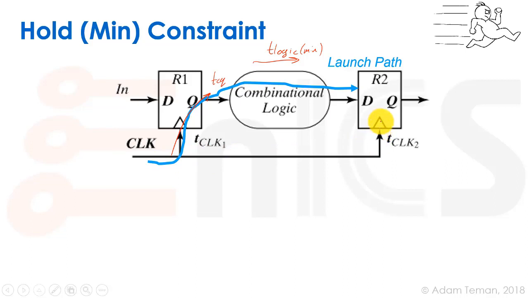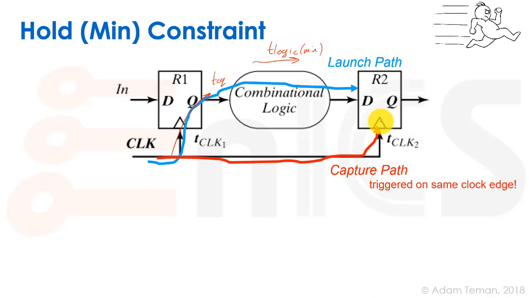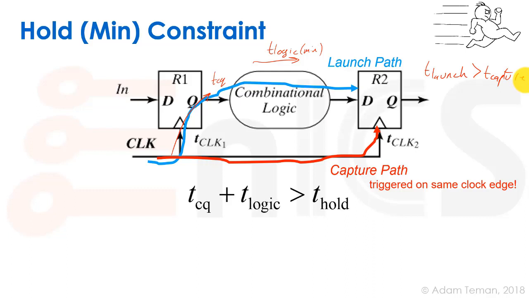So this is the capture path that's triggered on the same clock edge. And what we see is that we want this plus this, this is the launch path, T launch in this case, to be bigger than T capture. That's our max delay, min delay constraint, our hold constraint. So it comes out TCQ plus T logic has to be larger than the T hold of this register.